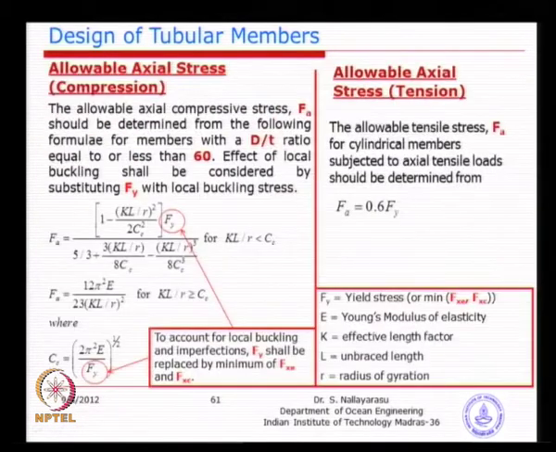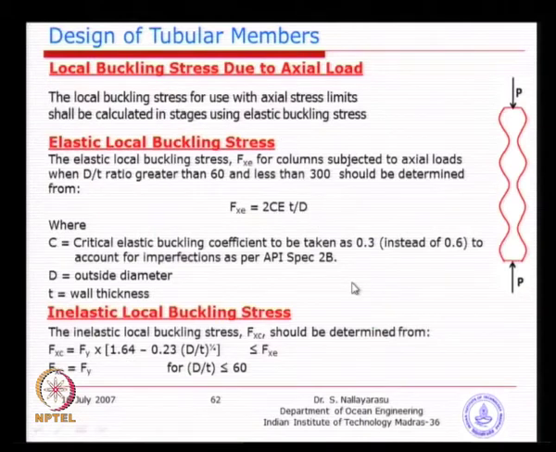Now, one important thing to note is you need to substitute this Fy value with the calculated value of Fxe or Fxc, whichever is minimum, if local buckling governs the design. So, what you are going to do is look at the D by t ratio, calculate it, and then go to this particular formula to evaluate the local buckling, and local buckling is due to axial load.